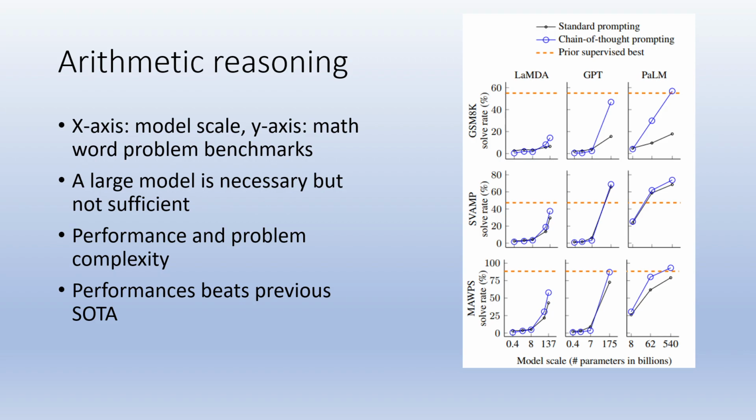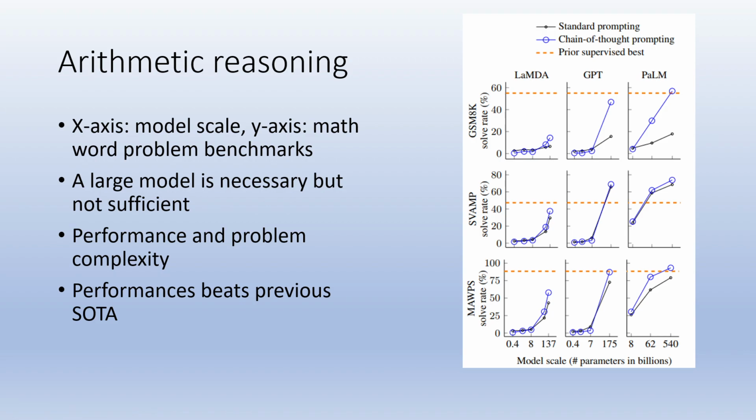So since this is a survey paper, we have certain surveys that are performed with benchmark math word problem sets that we have here on the rows. And the columns are for three models. We have LaMDA, GPT, and PaLM. So here we see, on the x-axis of each of these graphs, we have the scale of the models, which is the number of parameters, and we see it's increasing as we move right.